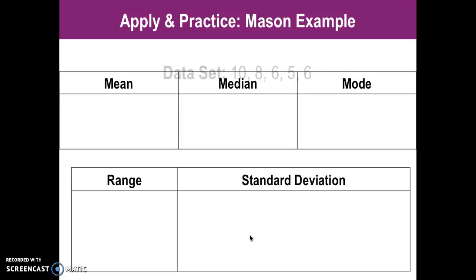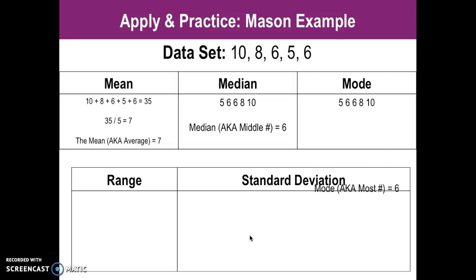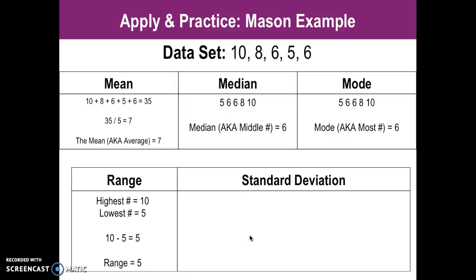Here is my example. Here's my data set: 10, 8, 6, 5, and 6. For the mean, I add up all those numbers and divide by 5, which gives me the average, a mean of 7. When I put these numbers in numerical order, 5, 6, 6, 8, 10, the middle number, the median, is 6. The mode: which number do I have the most? 6. Now my range: my highest number is 10, my lowest number is 5. Subtract the two, and my range is 5.